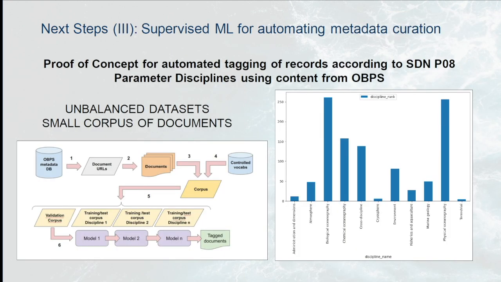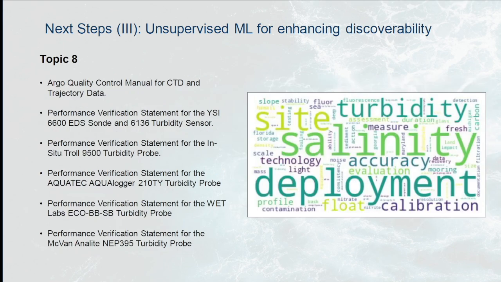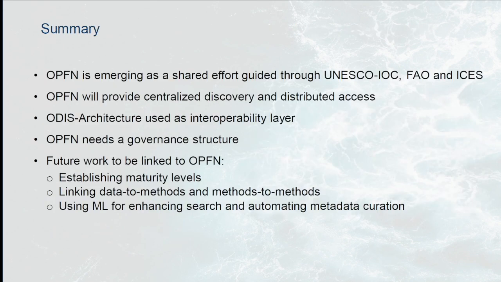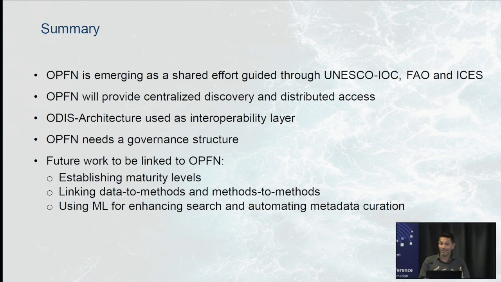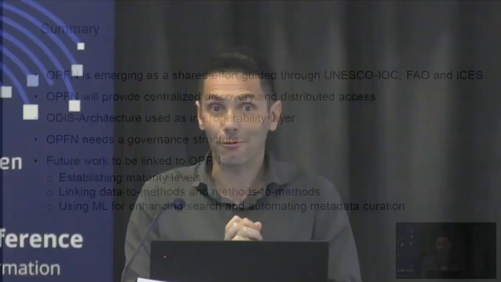Then, automating metadata curation and improving searchability. We've been doing a proof of concept on that, but I'm not jumping into this now because it's too late. Just to summarize, the OPFN is emerging as a shared effort guided now by UNESCO, IOC, FAO, ICES, and GOOS, although there is a huge community that has already been supporting this, and that's important to mention. We will provide central discovery and distributed access to methods, best practices, and standards, relying on this architecture for the interoperability layer, and we have plenty of future work to do towards that vision that we were commenting on in the beginning, of, hey, Google, do that for me, give me the answer, I'm lazy. So, I think I can stop here in case there are any questions. Thank you.